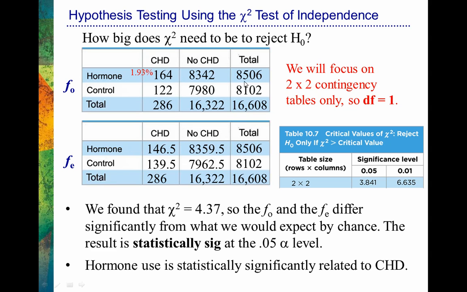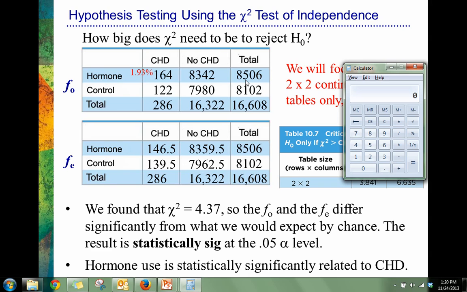So I want to know, of the people taking hormones, how many of them have heart disease? That's 164 divided by 8,506. Let's compute it real quickly. 164 divided by 8,506 equals 0.019. If we look at that in terms of a percentage, you can just take that decimal place and move it to the right 2 places. So that's like 1.93%. So I've listed that right here.